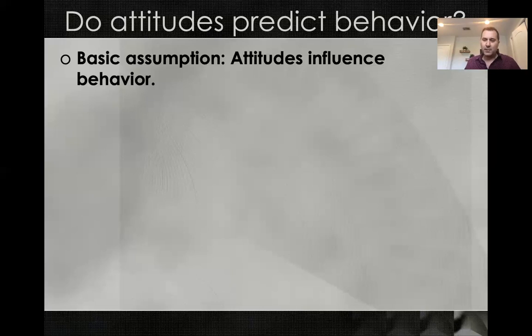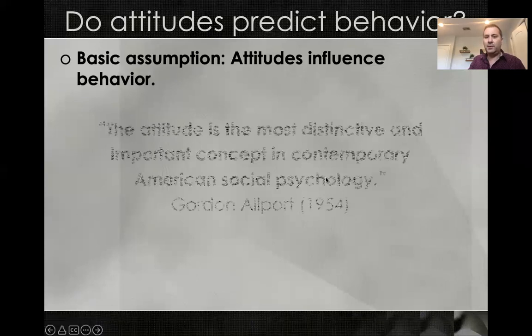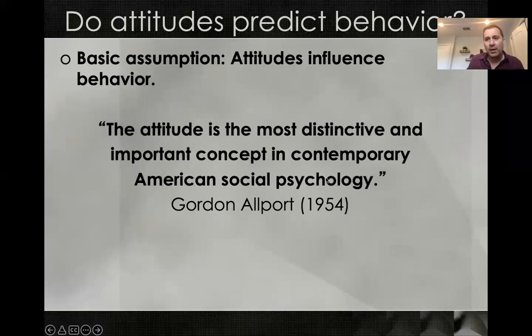So the basic assumption of a lot of this research is that the attitudes that we have influence our later behavior, which makes a lot of sense, that assumption, right? It's partly for this reason that Gordon Allport, who's a big name in the field of social psychology, stated in 1954 that the attitude is the most distinctive and important concept in contemporary American social psychology. Okay? Because if you know people's attitudes, we can then predict their behaviors.